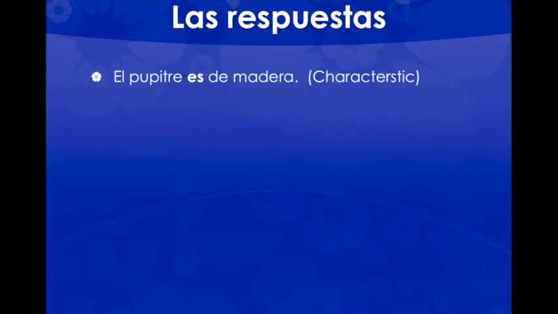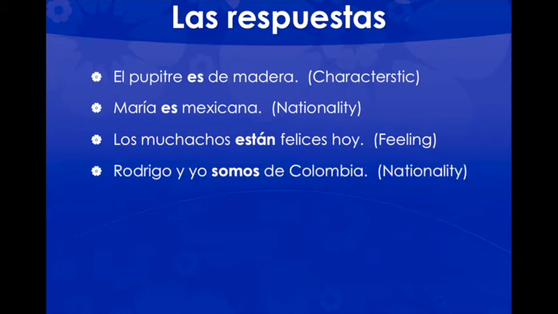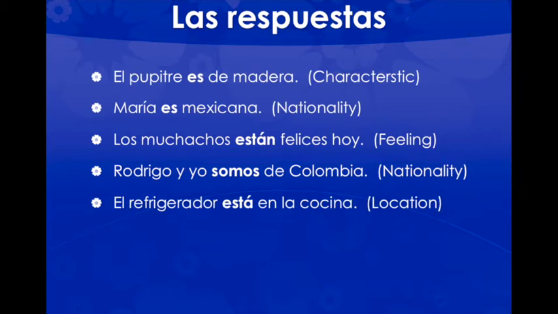So if we were going to look at some examples, el pupitre es de madera, the desk is made of wood, is a characteristic. Maria es mexicana, that's her nationality. Los muchachos están felices hoy, they are feeling happy today, so estar. Rodrigo y yo somos de Colombia, we are from Colombia, that's our nationality. El refrigerador está en la cocina, the refrigerator is in the kitchen, that's its location.